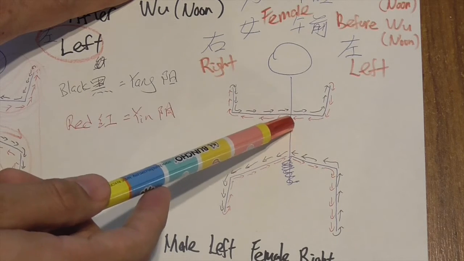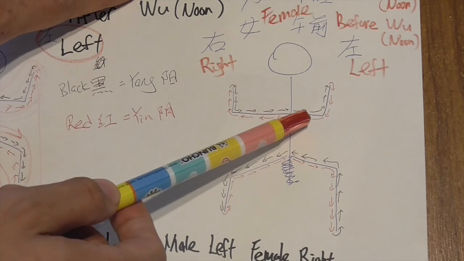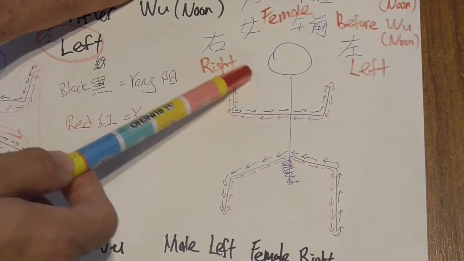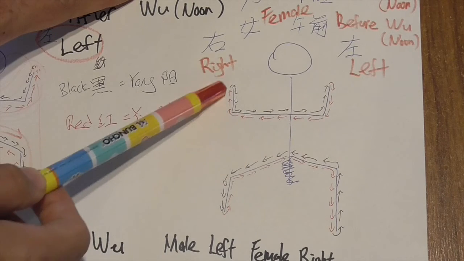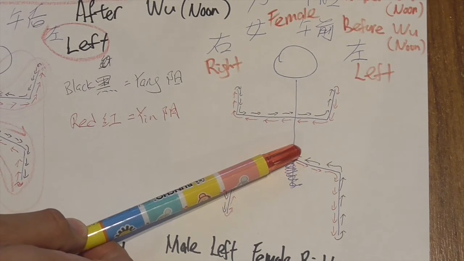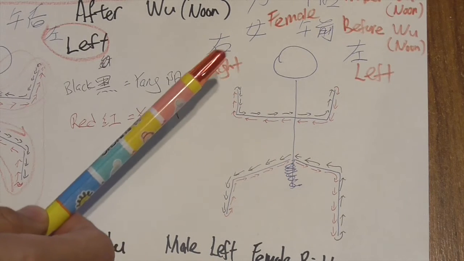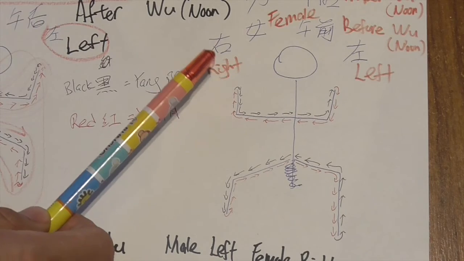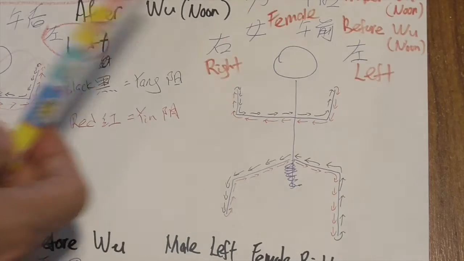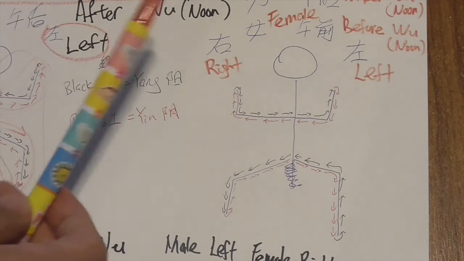Again, have a look. There's a circle. So you just have to memorize the right side of male before noon. In the afternoon it's the opposite, and in the morning there's the left side.